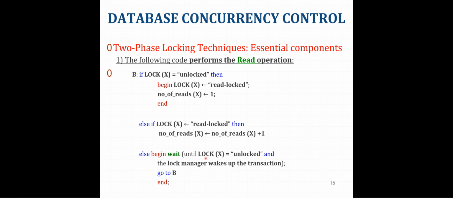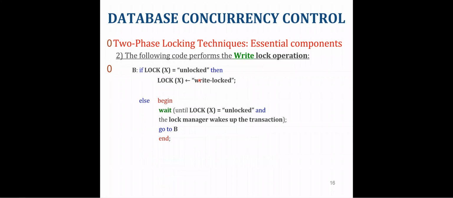So whenever it finishes and gets back to unlocked, you will go back to B, and again you will ask the same question. If it is unlocked, you make sure it's available, and then you will change the state to read locked, and you will increase the number by 1. What if you want to write? If you want to write, you will check the lock X. If it is unlocked, that means it's available and you can write on it. So you will change the lock to be write locked. Else means that there are other transactions reading.